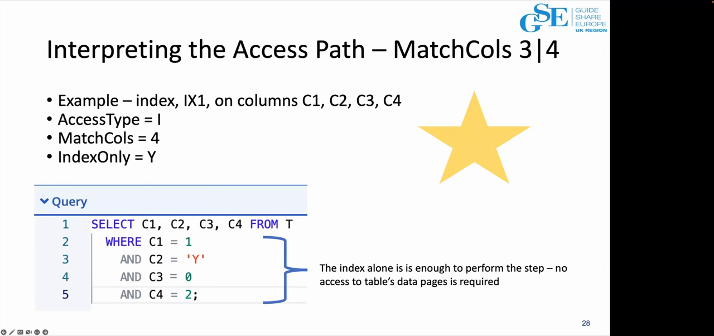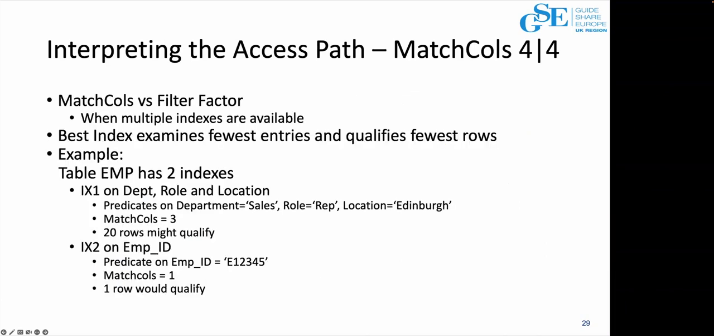The third example gets a gold star because the select statement now is only selecting the columns we're interested in. And we have predicates for the 4 columns in the index and nothing more. So we have an access type of I for index, matching columns of 4, and it's index only. So it's really efficient as there's no need to access the table's data pages as well as the index.